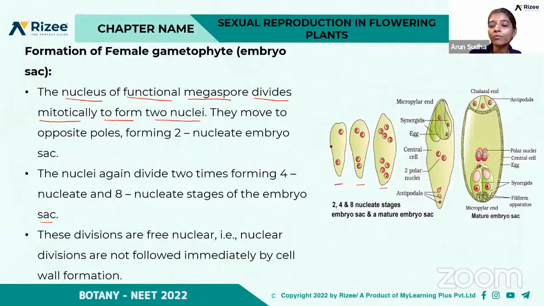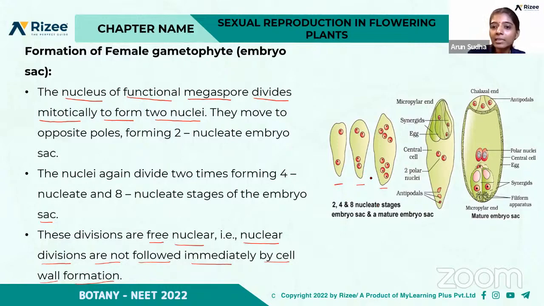All these divisions, if you see these 3 structures, are free nuclear. So what do we mean by free nuclear? That is, only the nucleus is getting divided, but there is no formation of the cell wall, right? That is, the nuclear divisions are not followed immediately by cell wall formation. So in a single cell, actually 8 nuclei are present, right? So we saw the 2, 4 and 8 nucleate stages.